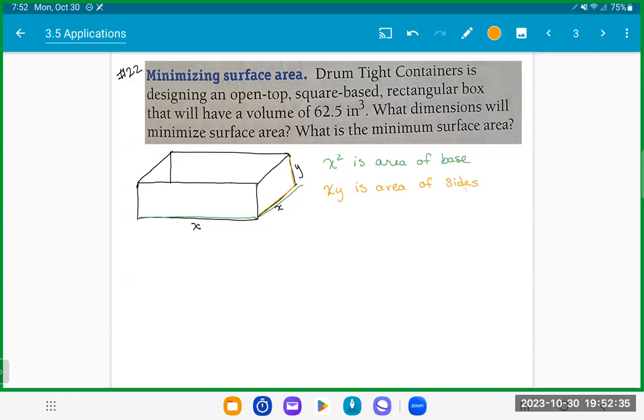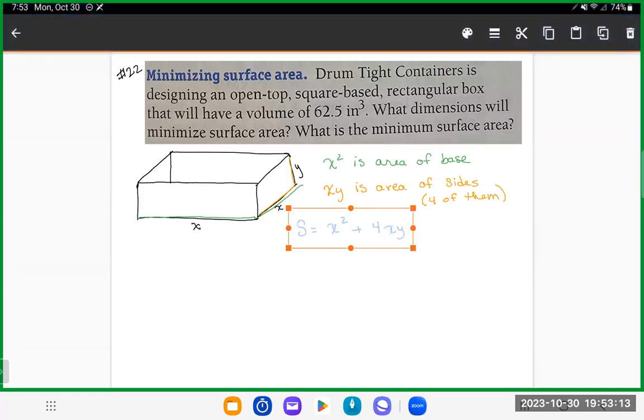Okay. And there are 4 of them. So our surface area, S, is going to be x squared plus 4xy. Now, this problem also gives us the volume of the box, so that's something else to keep in mind.